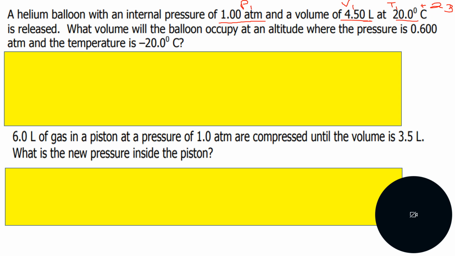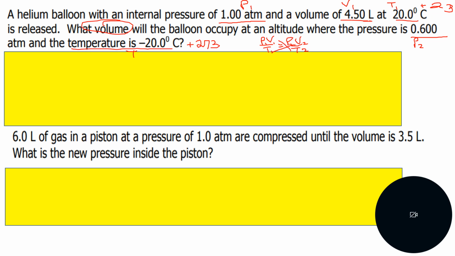What volume would the balloon occupy at an altitude where the pressure, that's pressure 2, and our temperature 2 in this case is going to be negative 20 degrees, but we're going to add 273 to it. So this is going to be the combined gas law, which looks like this. These are our initial conditions. These over here are our final conditions. And we're looking for what volume.